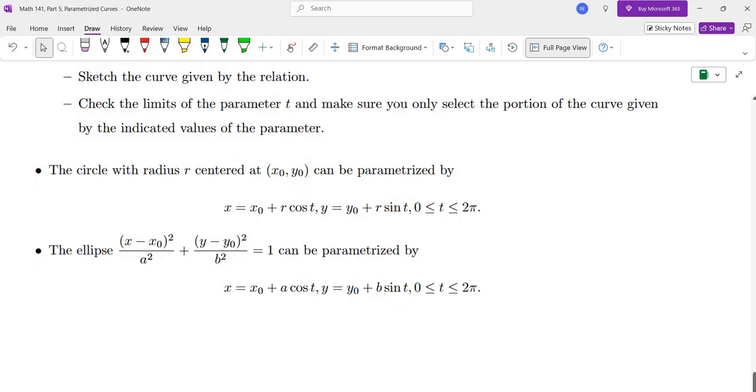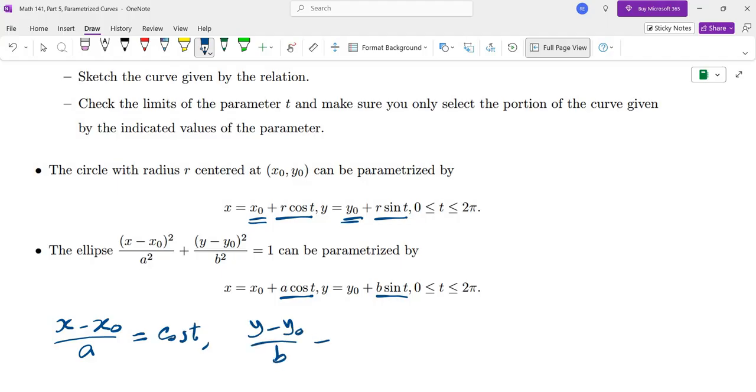If you look at a circle of radius r, centered at the origin, the parametrization would be r cosine t, r sine t. This would give us a circle of radius r centered at the origin. If the center is (x0, y0), we add x0 and y0 to the x and y coordinates. And of course, because it's a full circle, t would be between 0 and 2 pi. If it is an ellipse, then we have a cosine t, b sine t: (x minus x0) over a would have to be cosine t, and (y minus y0) over b would have to be sine t. And once you put the center at (x0, y0), you'd have to add x0 and y0, and of course t is between 0 and 2 pi.